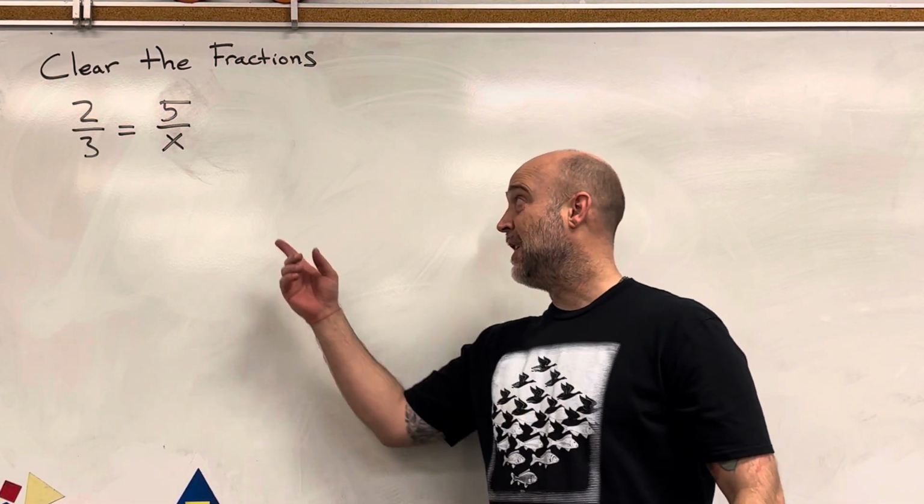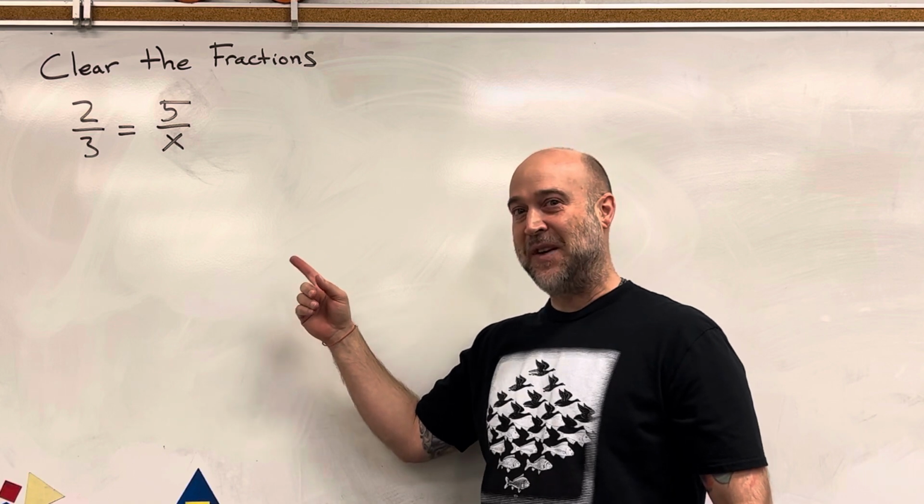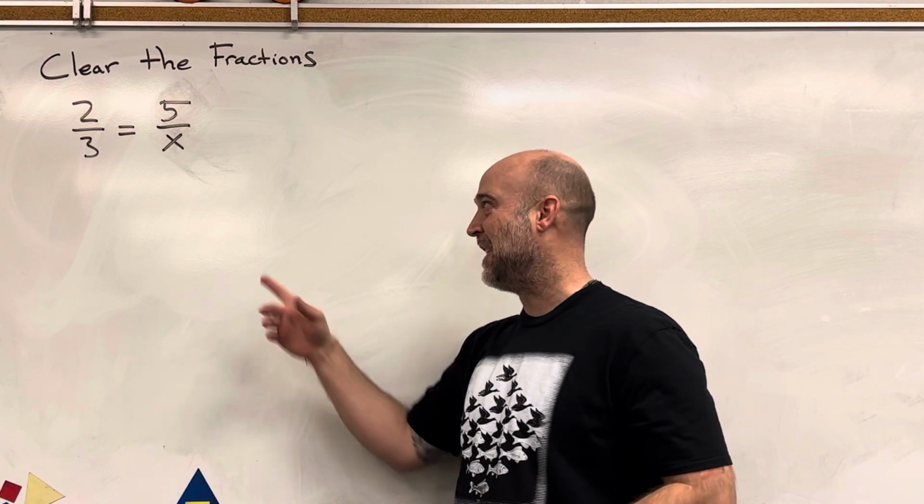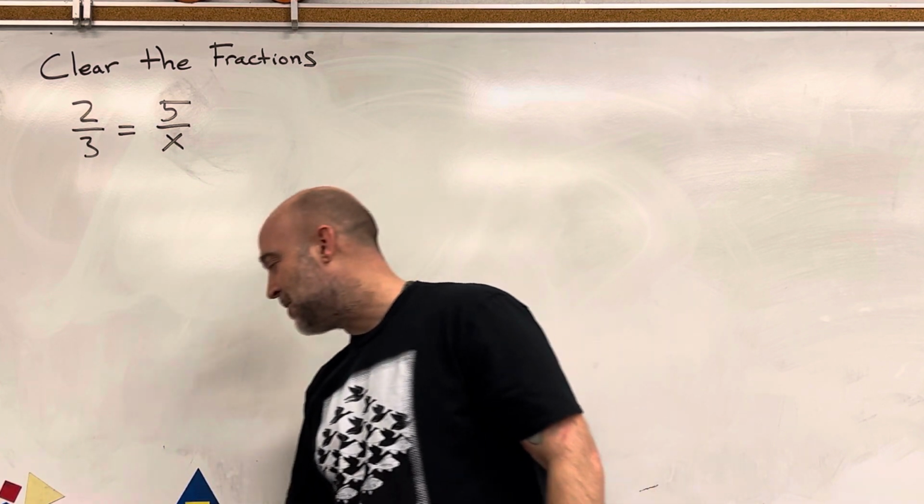Our goal is to get x by itself, or to solve for x. So in this case, we need to first recognize what's a little strange about it, and that x is on the bottom of the fraction. A little bit strange when something's on the bottom.